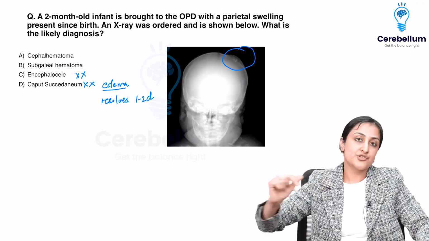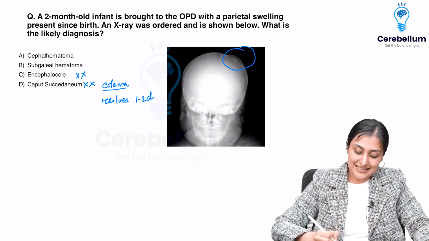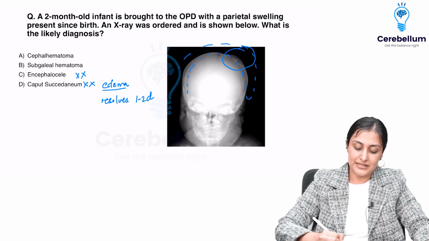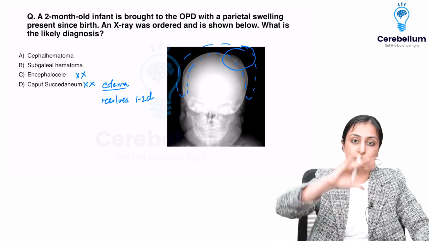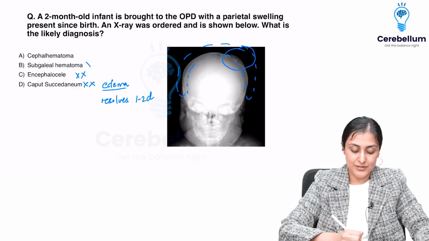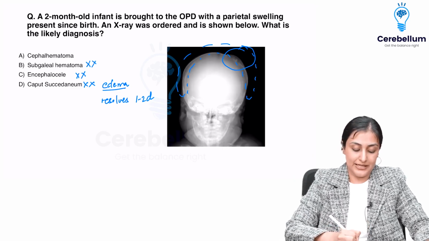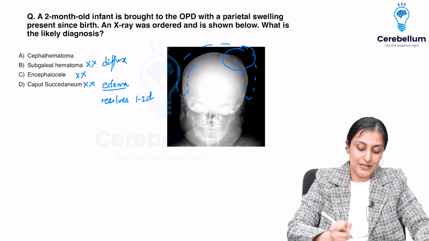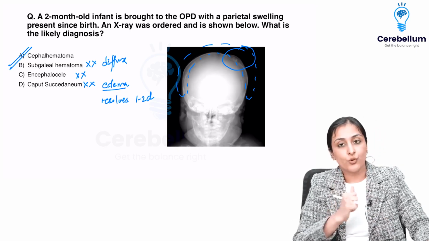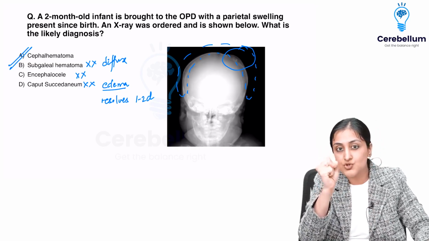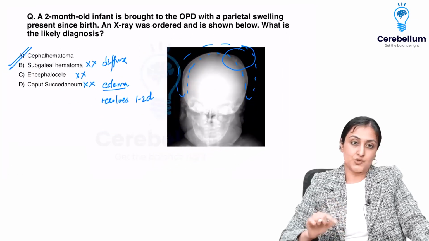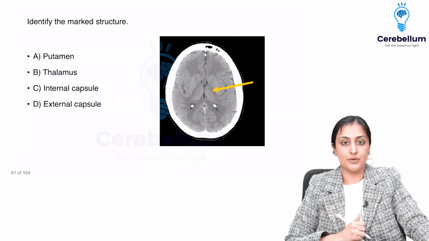Cephalhematoma versus subgaleal hematoma. Subgaleal hematoma is diffuse. It can be a complete scalp swelling. Nothing can stop a subgaleal hematoma, so it can go and have the entire scalp involved. So that's why it will not be a focal swelling. It will be a diffuse swelling. Cephalhematoma fits everything. It is a focal swelling. The hematoma resolves to form this small calcified swelling here. So the answer is cephalhematoma.